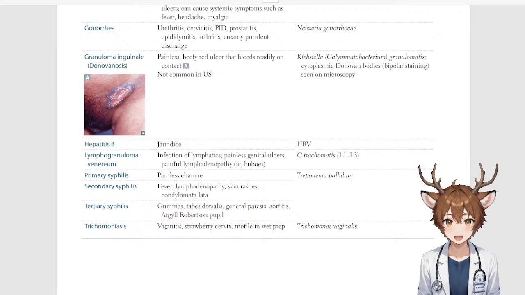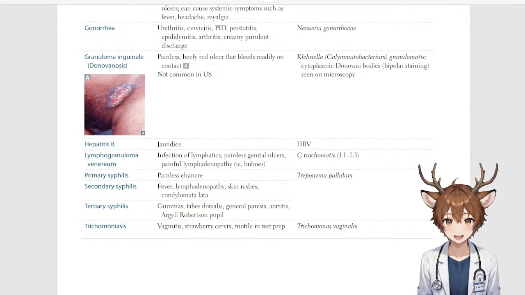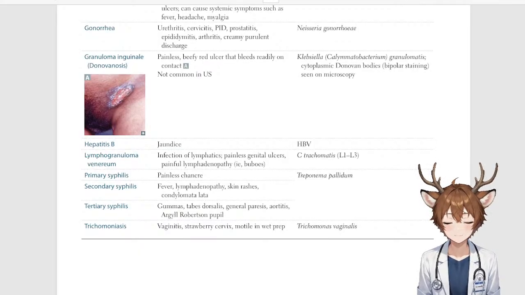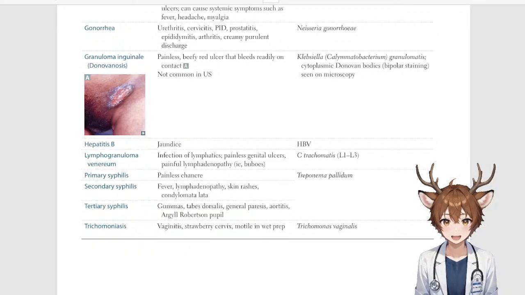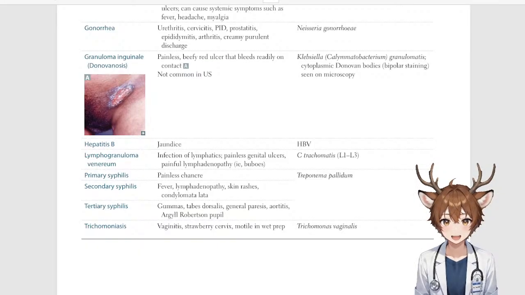So basically, just be aware there are different stages. There's a primary, secondary, and tertiary. Tertiary is pretty nasty. We have gummas, tabes dorsalis, aortitis, Argyll-Robertson pupil, you have neurosyphilis, right? Nasty, nasty stuff. But even primary, just be aware there's a stage process for that, and that's caused by Treponema pallidum. Treponema pallidum is the cause of syphilis.